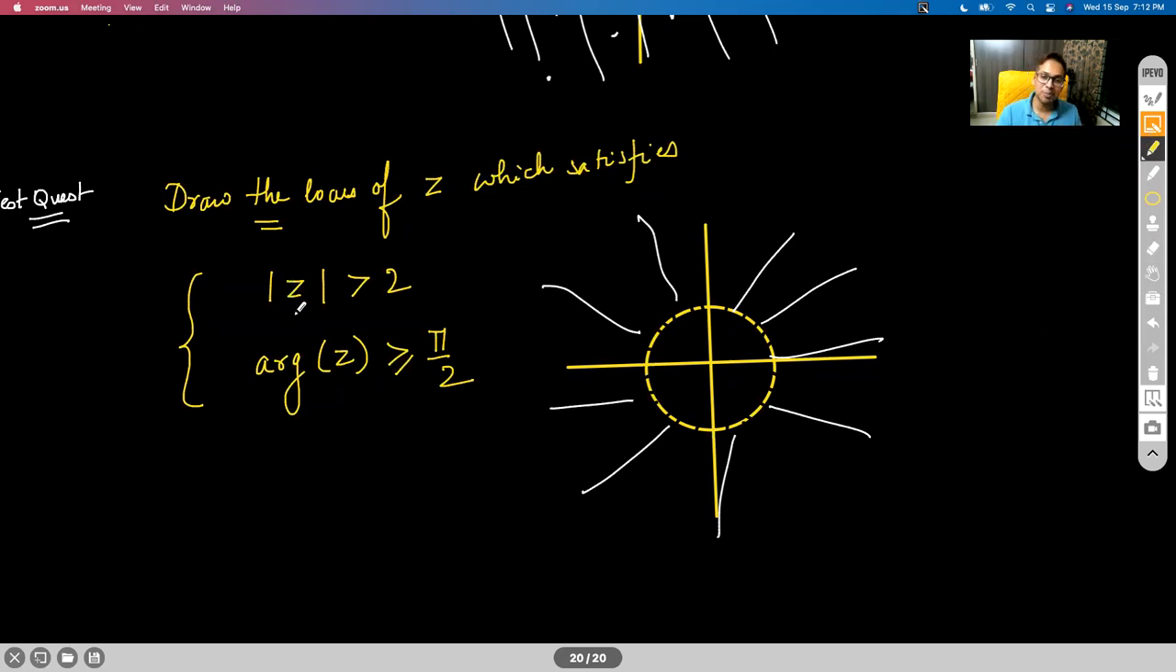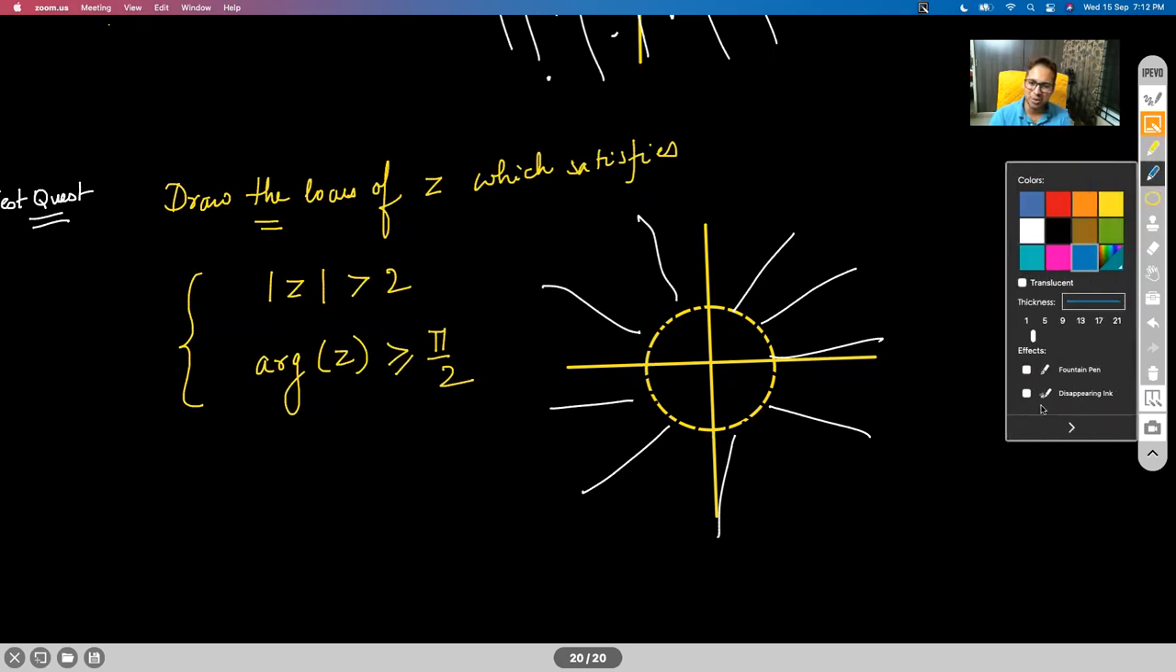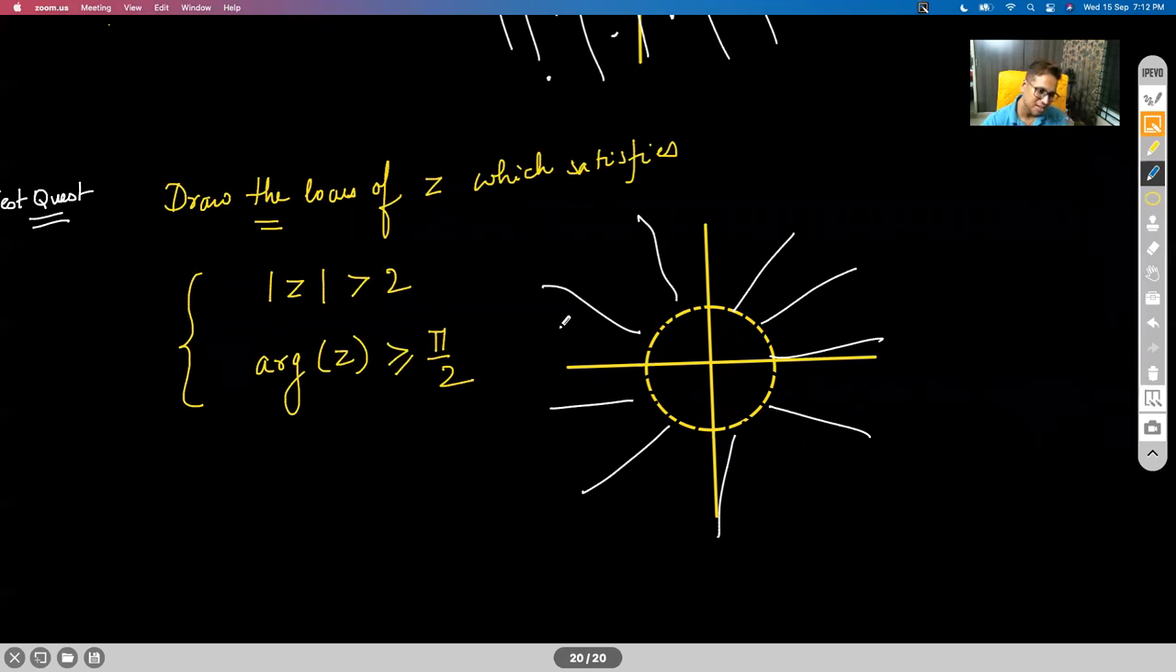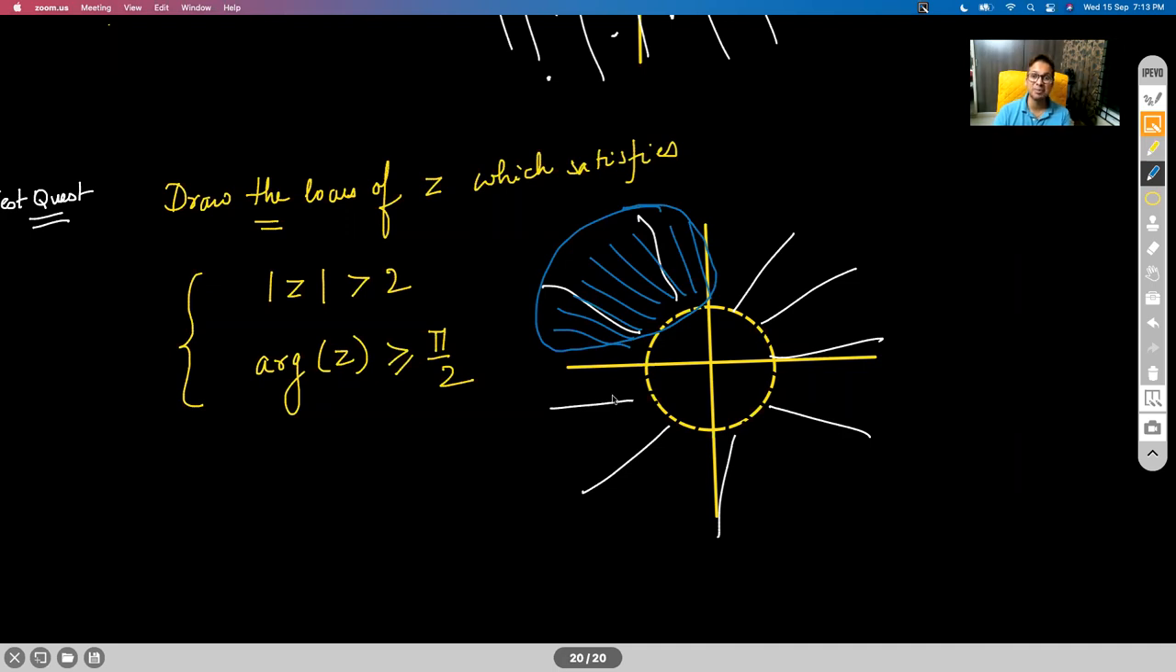And I also want the complex number to have an argument greater than pi by 2. Greater than pi by 2 is this zone. So I'll shade it in blue color maybe. Now your answer will be those regions which simultaneously satisfy both these conditions. Only this part. Now I will not go below this line, because if I go below this line, it will become a negative argument, which will become lesser than pi by 2.